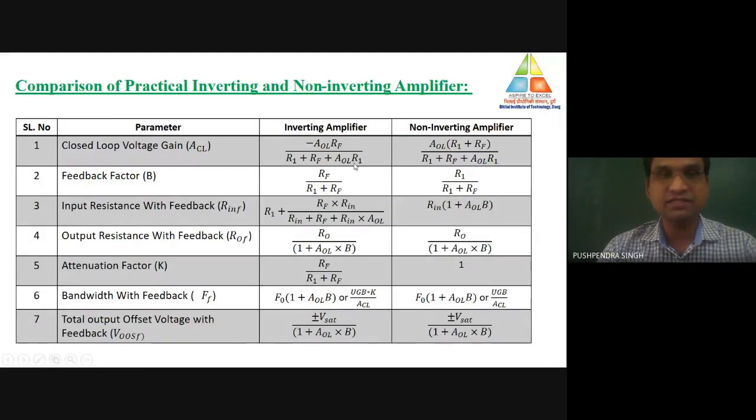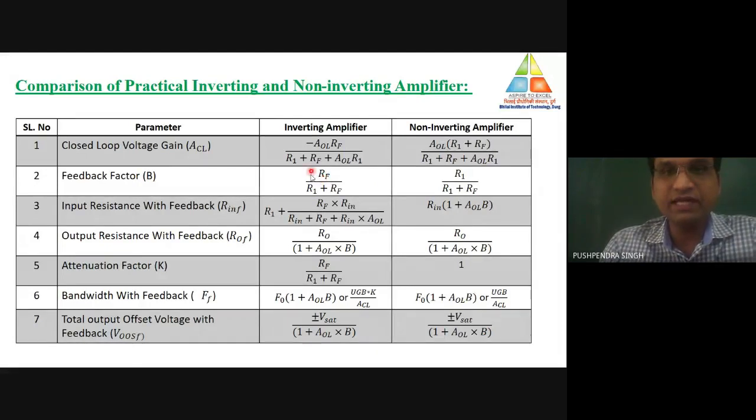So basic difference in closed loop gain in case of inverting and non-inverting amplifier is, first one is sign. In case of inverting, negative. In case of non-inverting, it's positive. And second one, in the numerator, in case of inverting, only feedback resistance is present, but in case of non-inverting, feedback as well as input resistance is present. So this is the basic difference in closed loop voltage gain formula.